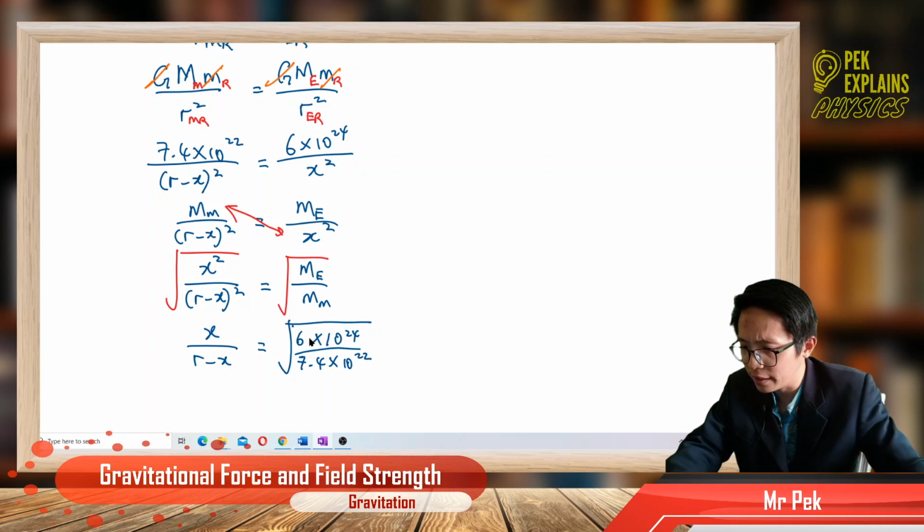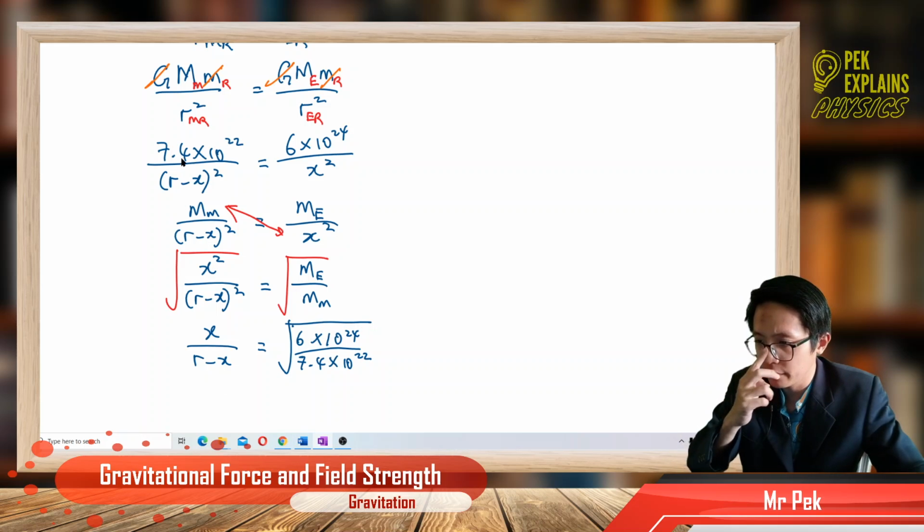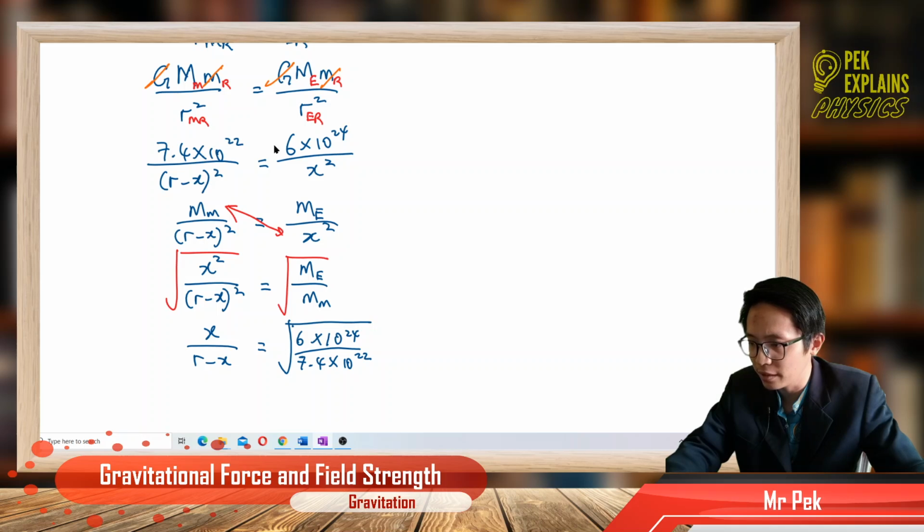You know why I only write values here? Why don't I start from here? Because if you write the values early, every time you rearrange your formula you need to put in the values again. Then there's a lot of things to write, very messy. So just maintain it as alphabet first. If you want to calculate, then only you put in the values.